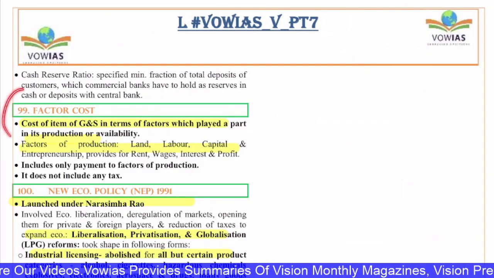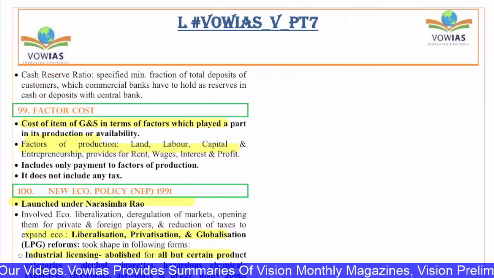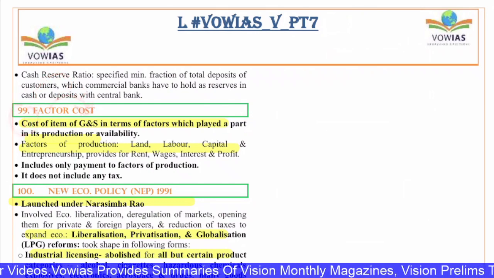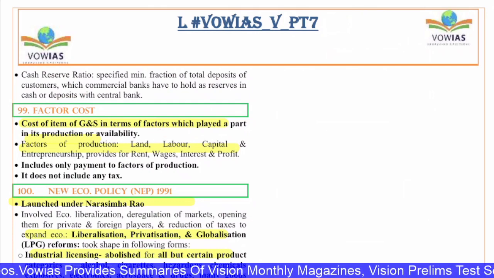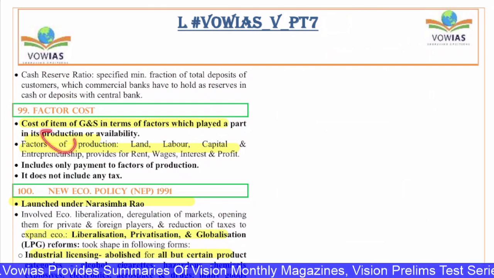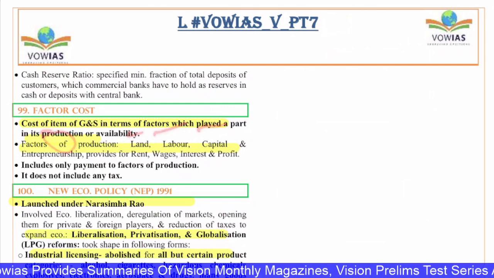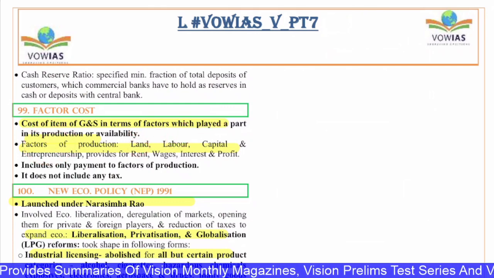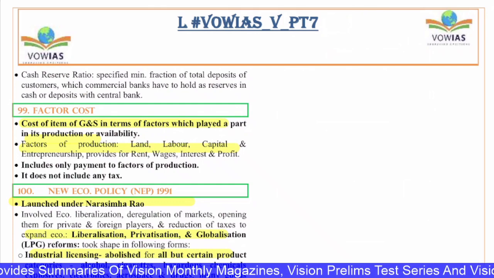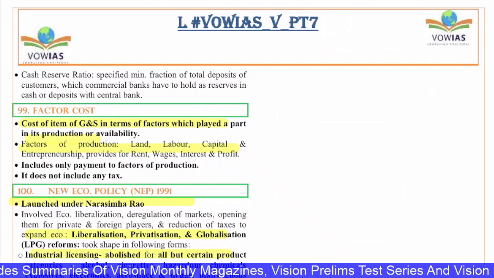Next, the 99th question is on factor cost. The cost of an item of goods and services in terms of the factors which played a part in the production or availability. So factors of production generally are land, labor, capital and entrepreneurship. They provide for rent, wages, interest and profits. The factor cost means the cost of all these things.